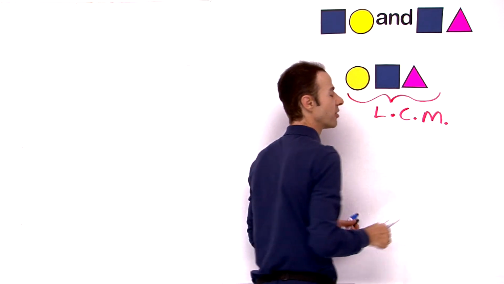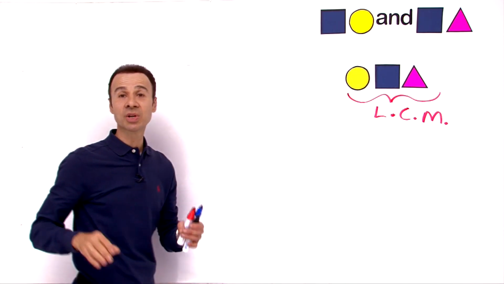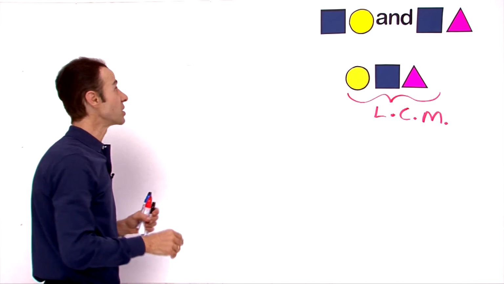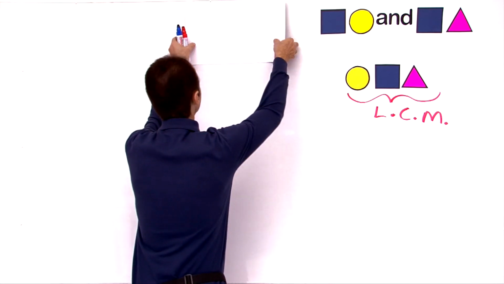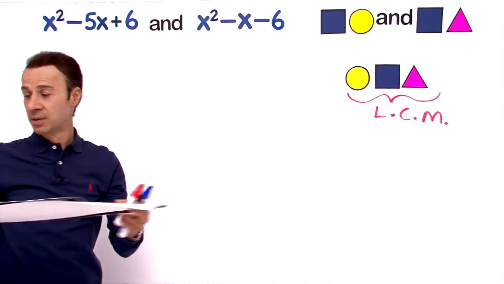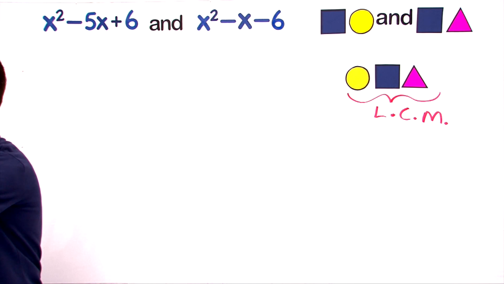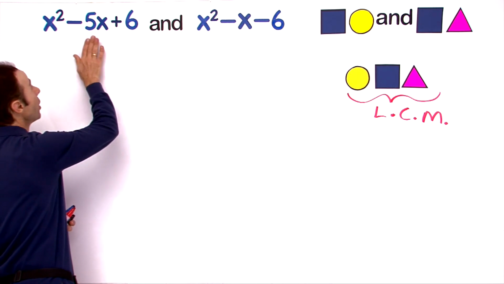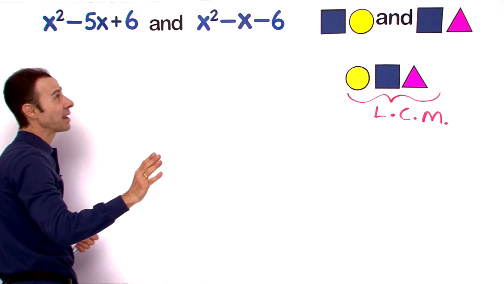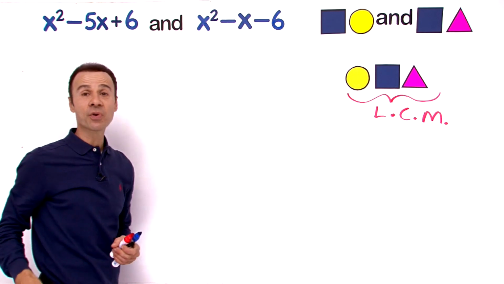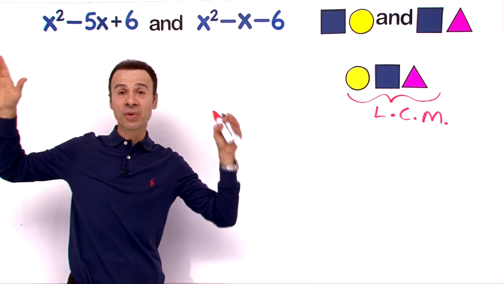Let's apply these principles directly into a specific example using variables and numbers in a couple of expressions. So let me just expose this one for you. I have a couple of expressions, kind of long, a couple of quadratics. Okay, so we have x squared minus 5x plus 6 and x squared minus x minus 6. And we're looking for the lowest common multiple between these two expressions.